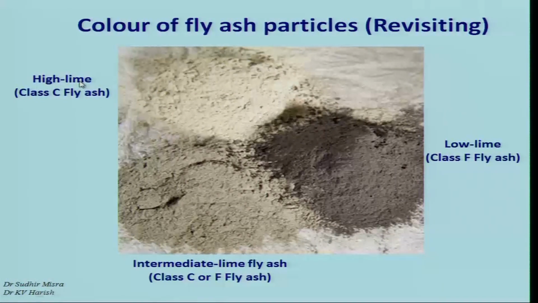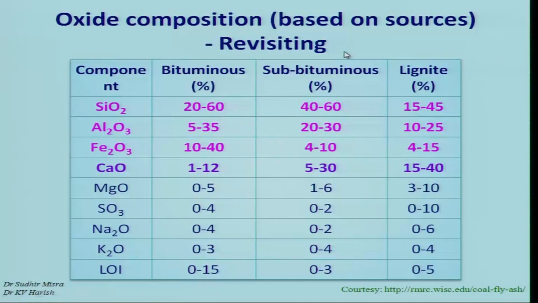Other ways of calling it is high lime, intermediate lime, and low lime fly ash. And what we have seen in the previous lecture is actually the color of the fly ash. So, for one it is yellow in color, the other one is light grey in color, and the other one is dark grey in color. Now, again we are revisiting some of the oxide composition that we have seen, because before heading on to the classification, we would like to know what are the important oxides that we have to consider for classification. So, this table we have seen in the previous class, where it contains the component or oxides in one column.